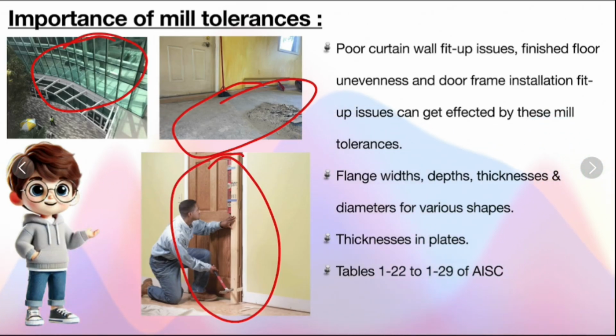As a steel detailer, it is our responsibility to provide adjustable details at steel interfaces to accommodate these mill tolerances. Tables 1-2 to 1-29 set the acceptable variation for member lengths, straightness, camber, sweep and cross-sectional dimensions.